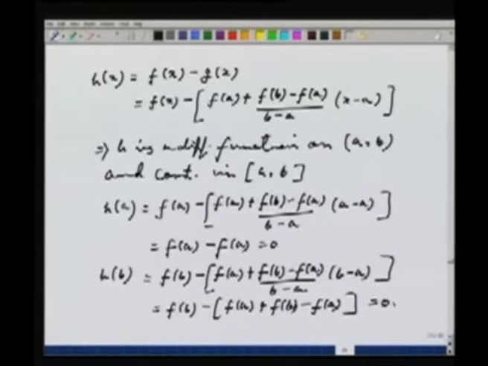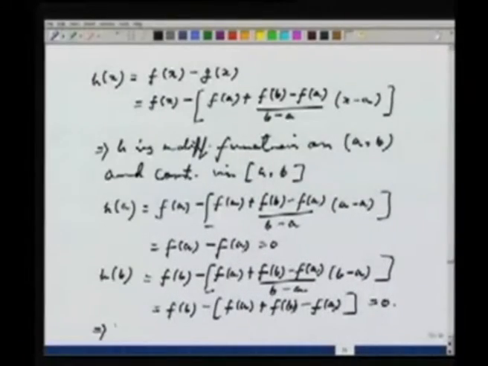That is, h is a function which is differentiable in the open interval AB, continuous in the closed interval AB, and at the end points it takes the value 0. That means by Rolle's theorem that there must exist a point c where the derivative of the function h vanishes. So this implies there exists a point c in the open interval AB such that h prime at c is 0.